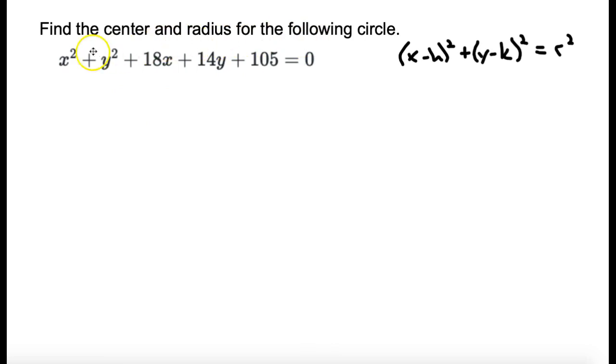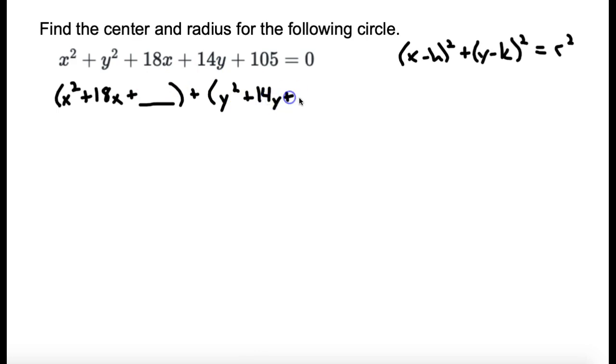Whenever we have something like this, the first thing we want to do is organize the x's together, organize the y's together, and then move the constant over to the right side. So that's going to look something like this. I'm going to get my x's together, so x squared plus 18x, and then I know I'm going to be completing the square, so I'm going to leave a blank here. Then I'm going to have plus, and I'm going to organize my y's, so plus y squared plus 14y.